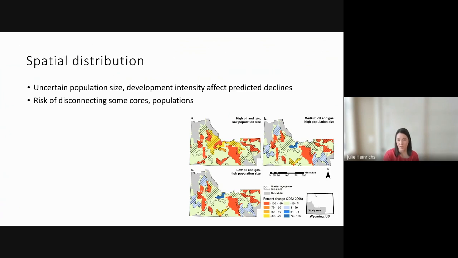The results really varied based on whether the assumptions that we made about the intensity of development as well as how many birds were out there. So that's why we do these different scenarios, to put some bookends on what we know and what we'd like to know in the future about the situation.